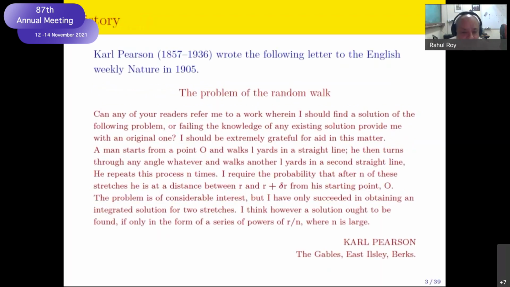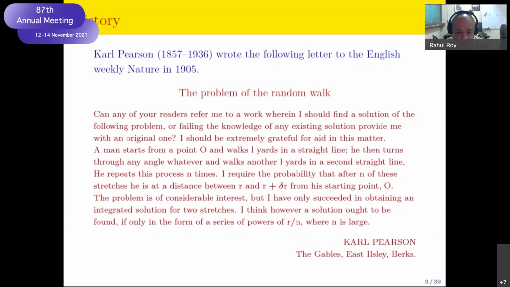So Carl Pearson, by the way, is more famous for having had the mathematically formal definition of correlation, and to connect it with Partha Majumdar's opening talk, he actually wanted to show that the people in the slum in industrial England were less intelligent than the aristocrats. So he devised this correlation measure, but unfortunately he couldn't, and he was honest enough to say that he couldn't. Okay. So anyway, Carl Pearson writes about this problem of the random walk, which let me read.